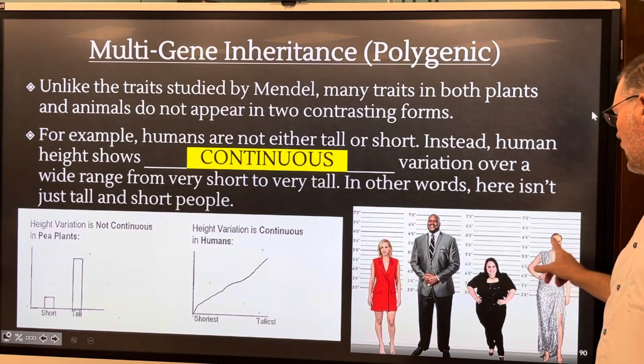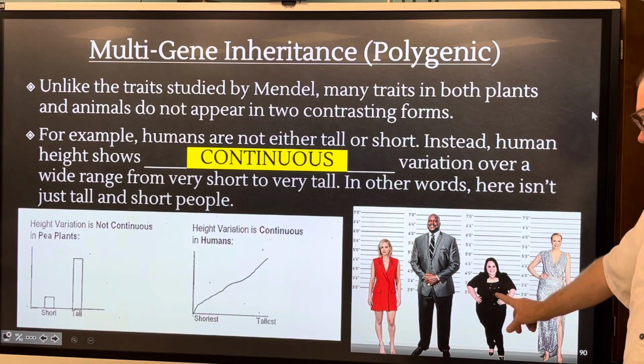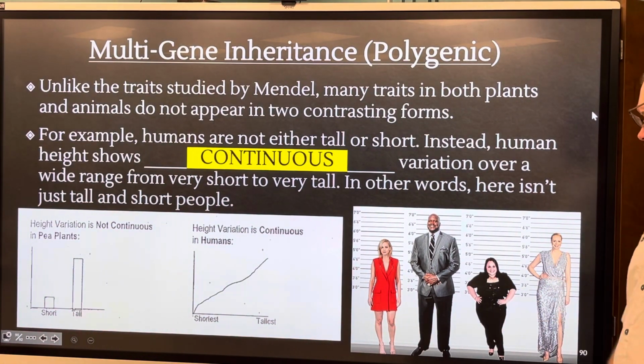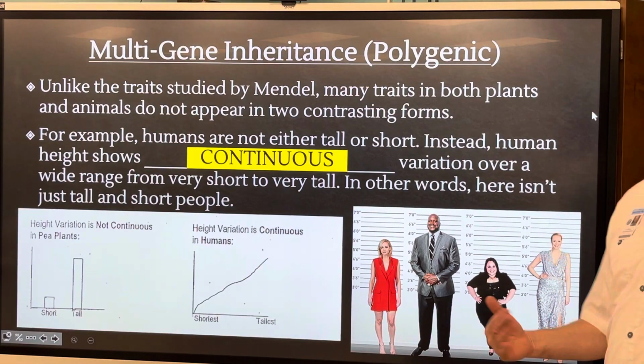I know who these three are. Who's that? Who's that short-ish person? She's almost 5 feet.